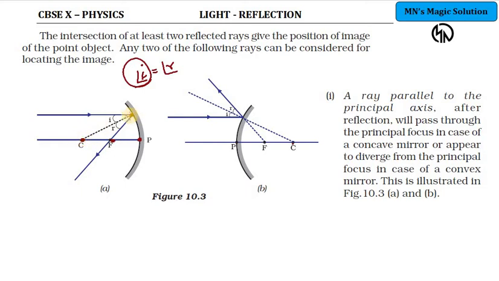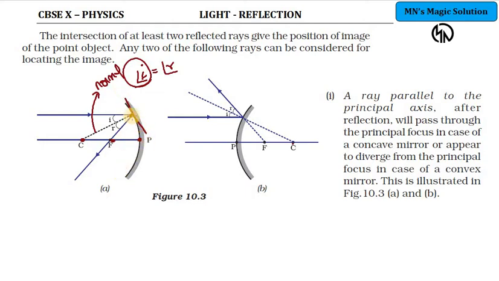So, the dotted line becomes our normal because it's a curved surface. So, for a curved surface, at the point of contact where this ray is incident, the normal at that point will always be a line which is passing through the center of curvature. Because you have a concept called tangent, which you will learn in your maths. Tangent is a line which is drawn at the point of contact for any spherical surface.